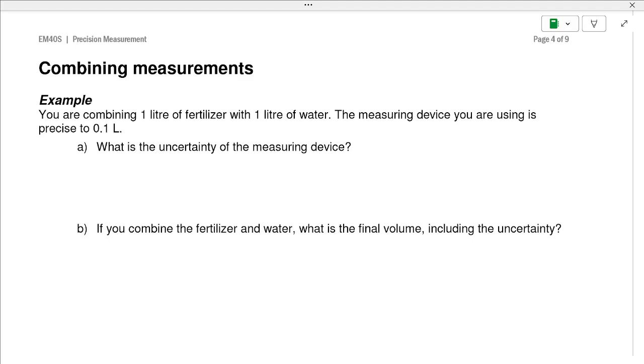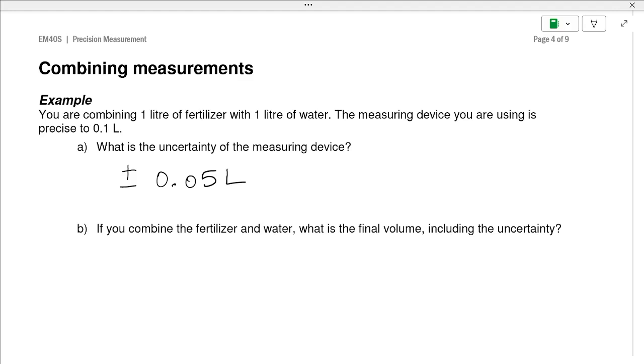Well, let's see. It's precise to 1/10 of a liter, so that means its uncertainty is 1/2 of 0.1. What is 1/2 of 0.1? And the answer is 0.05. Very good. So I could be 0.05 higher than I think I am. I could be 0.05 lower than I think I am. Now, that's true when I use the device to measure the water and when I measure the fertilizer. Both of those measurements could be off a little bit.